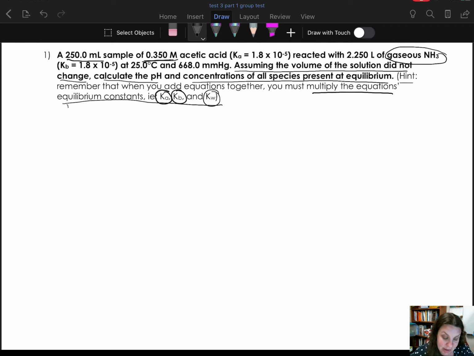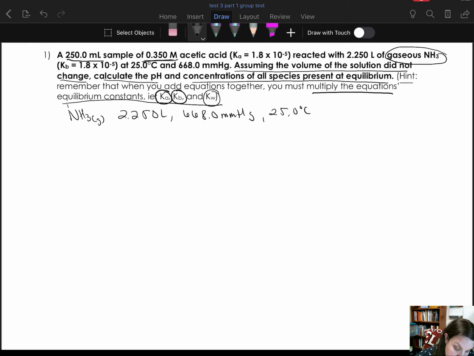Ka, Kb, and Kw. So I'm going to start this out by just going through and solving for my concentration of ammonia. So if I have gaseous ammonia that has a volume of 2.250 liters, a pressure of 668.0 millimeters of mercury, and a temperature of 25.0 degrees Celsius, the first thing I should think is the PV equals nRT, ideal gas law.